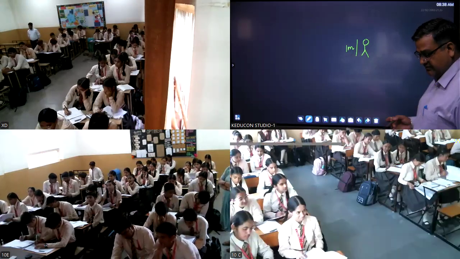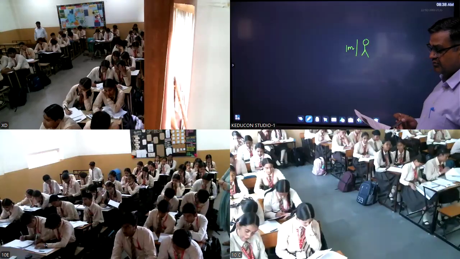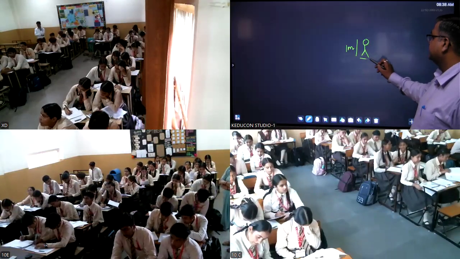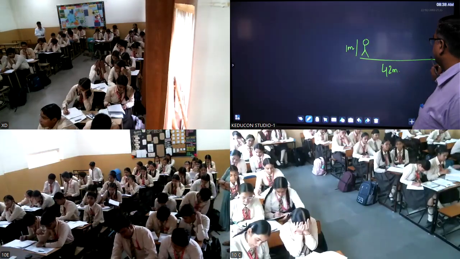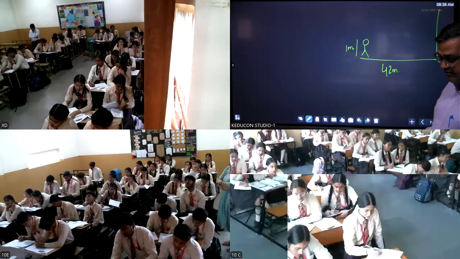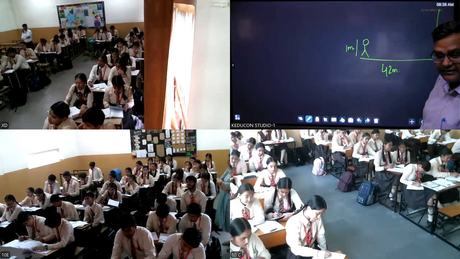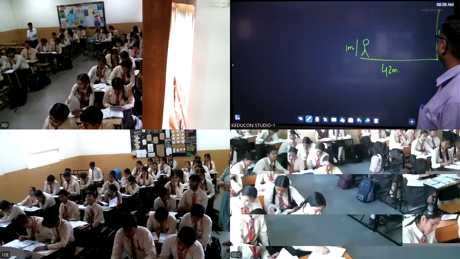Is this clear? And she is standing at a distance of 42 meter away from the monument. This distance is 42 meter. Height of India Gate is? What is the height of India Gate? 42 meters. 42 meters, right?